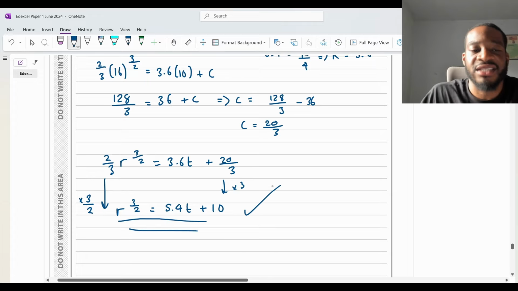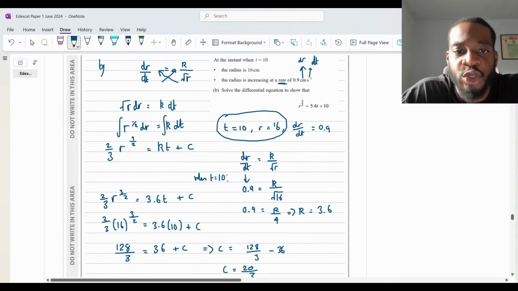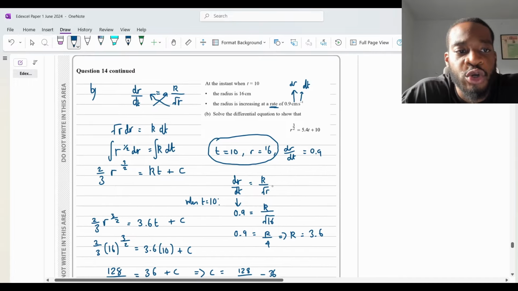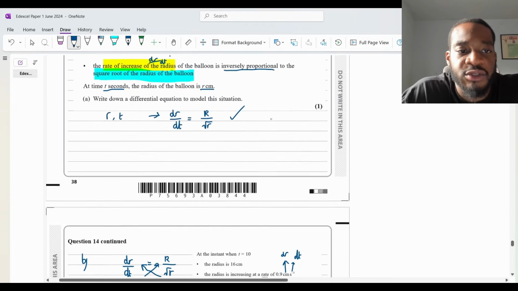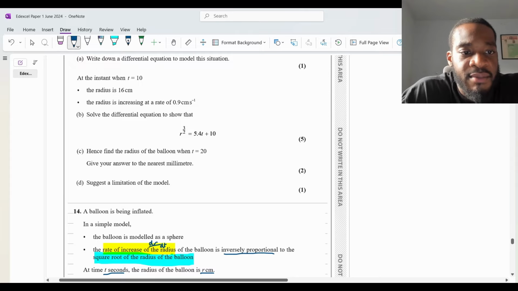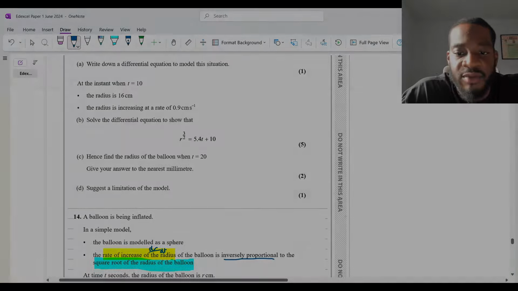Done. I think that's a very easy and a very straightforward 5 marks, isn't it? Just as long as you've got your tools, you know you need to separate the variables, use the information given to you to find the constants, and you're fine. I think this is a very nice 5 marks for sure. So that's part B. Let's do part C and D in a separate one.